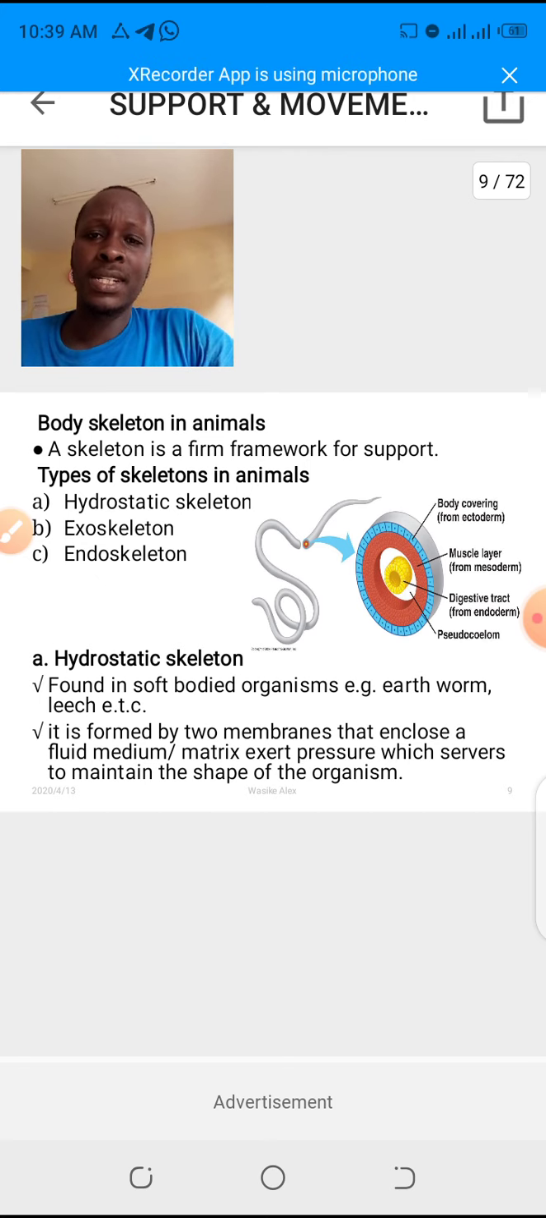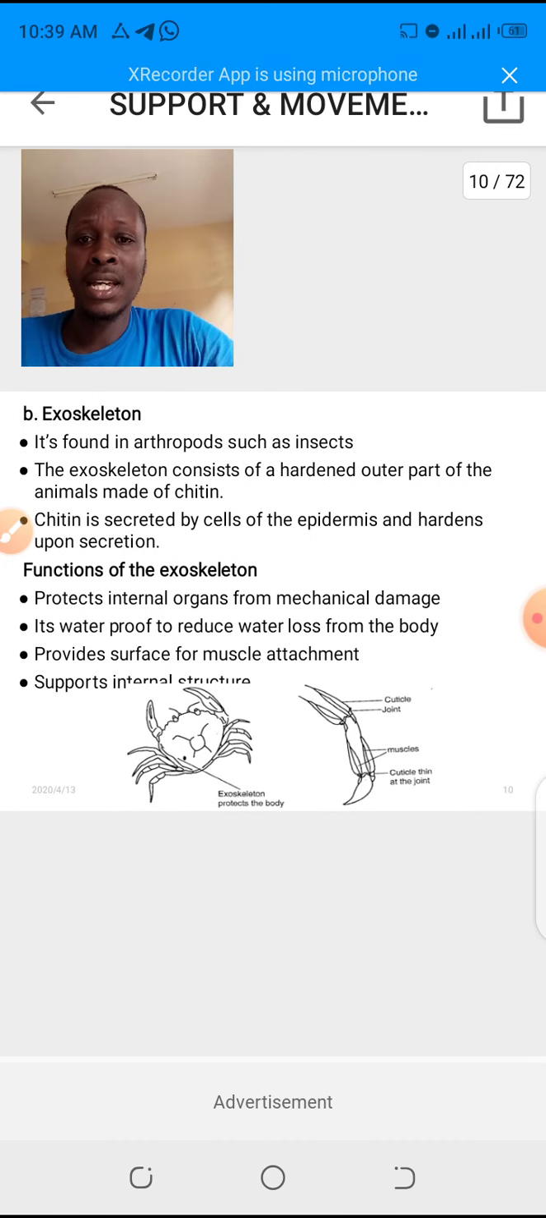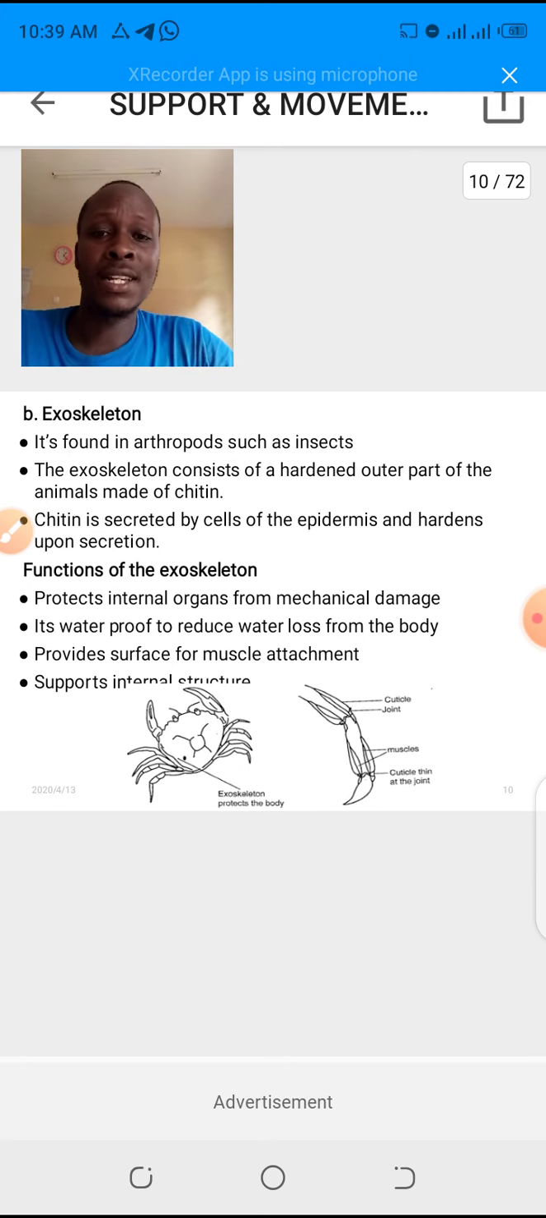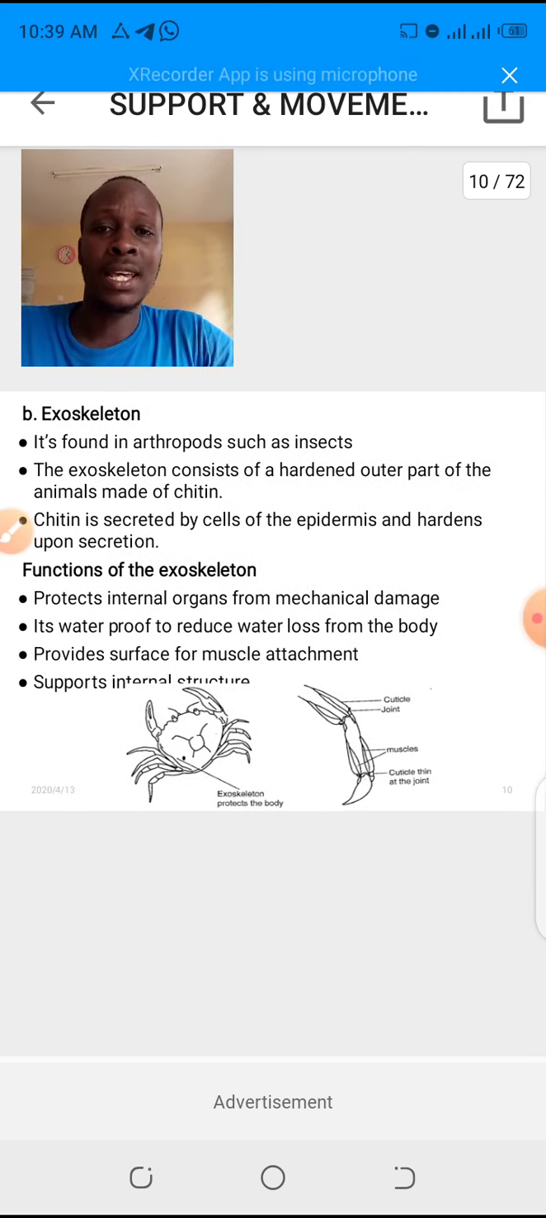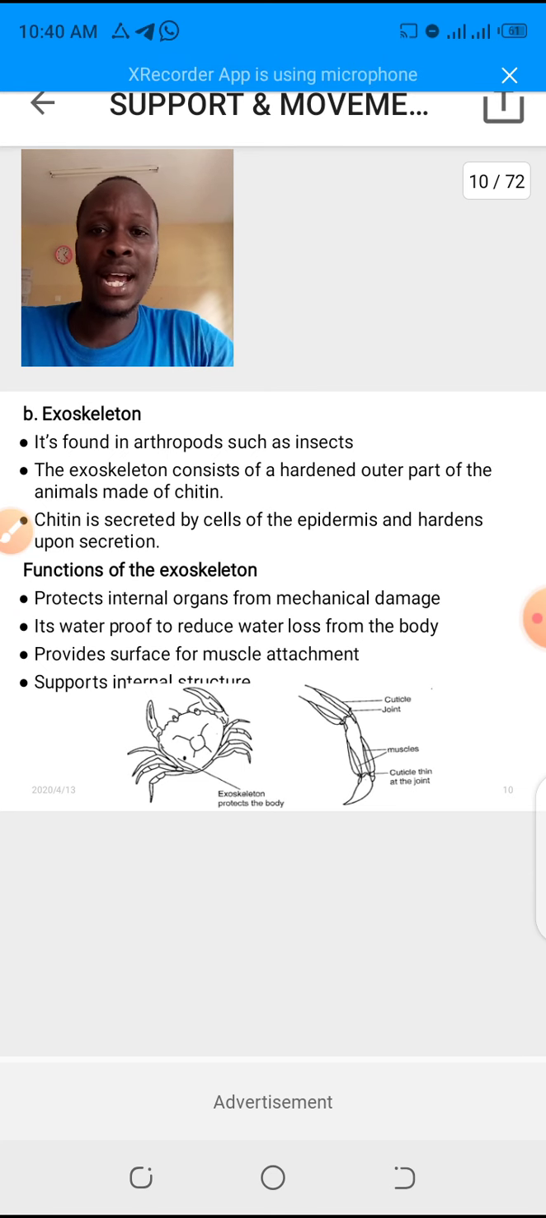We also learned about the skeleton, and we said there are basically three types of skeleton. We have the hydrostatic skeleton, the exoskeleton, and the endoskeleton. We said the functions of the exoskeleton: one, it protects internal organs from mechanical damage. It is waterproof to reduce water loss from the body. It provides surface for muscle attachment. Then it also supports the internal structure of the members of arthropoda.